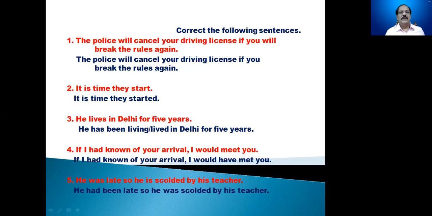Then what should be the condition? If you break the rules again. If you break the rules again, what will happen? The police will cancel your driving license. So if you break the rules is in the simple present tense form, and the police will cancel your driving license is in simple future. Whenever you are using the combination of tenses, see that one is in the simple present tense, the other must be in the simple future tense. Usually a simple present tense sentence must be having a condition.